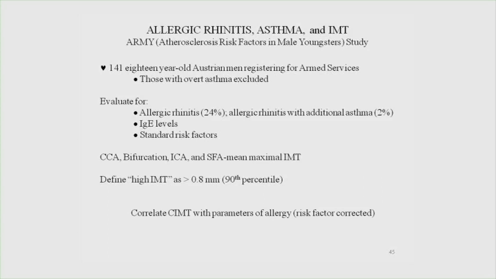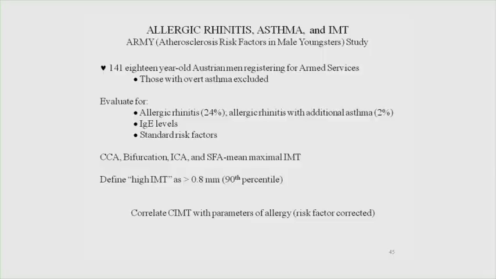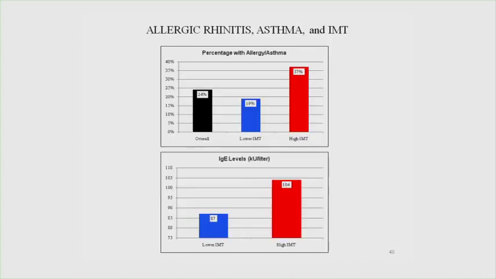You're going to look at their IgE levels. That is an antibody that is high in allergic conditions. You're going to look at standard risk factors. You're going to do a carotid artery IMT, and you'll define a high IMT as above 0.8. We're going to look at IMT, which shows your predisposition to cardiovascular disease, in relation to parameters of allergy, and you're going to correct for the standard risk factors. So you can look at the contribution allergy has on carotid IMT in these young people.